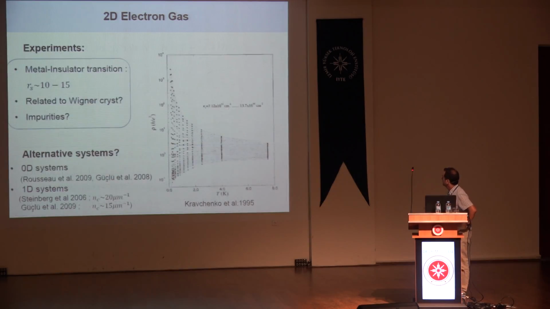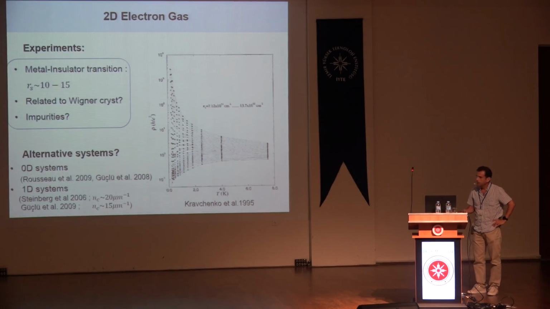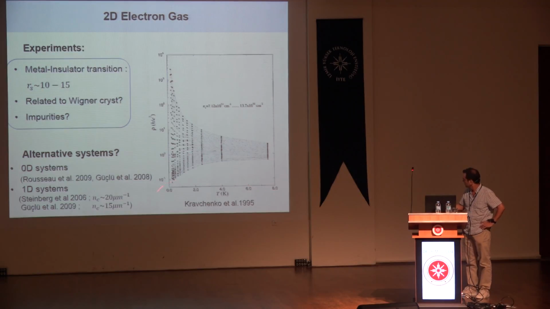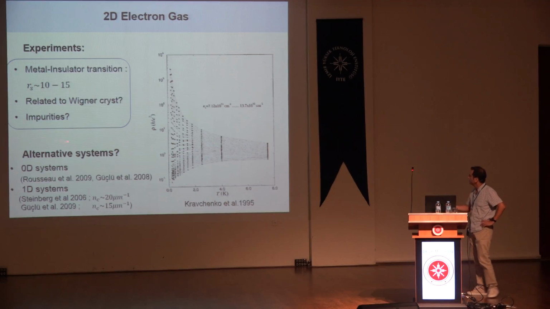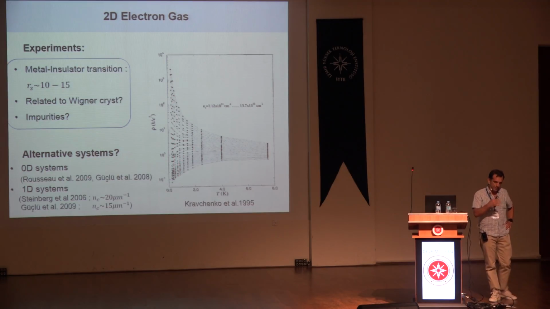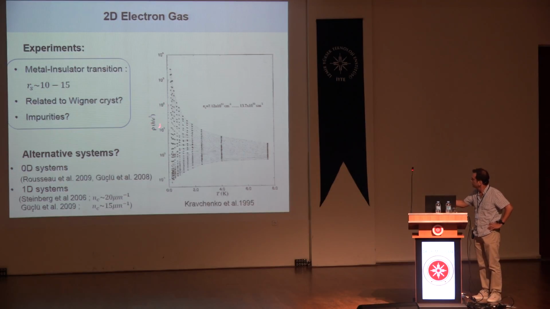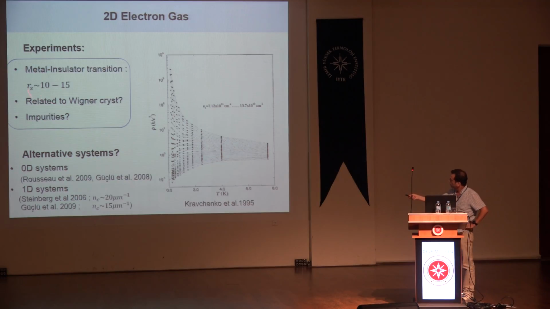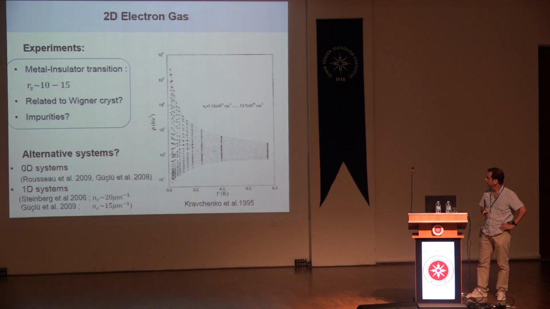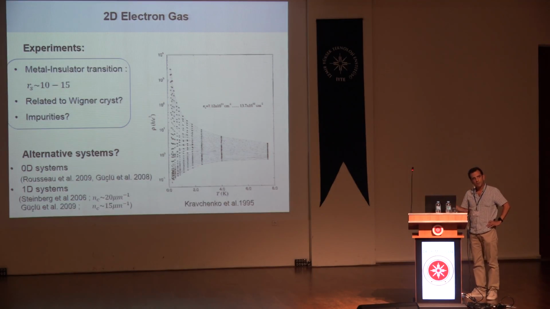So what about experimental results? There is a well-known experimental result by Kravchenko in 1995. They measured the resistivity at low temperatures. They noticed that as you increase or decrease the electronic density, the resistivity decreases, which is a signature of Wigner crystal, but it turns out this happens experimentally at RS 1015. Probably this is due to impurity effects, but it's not well understood.